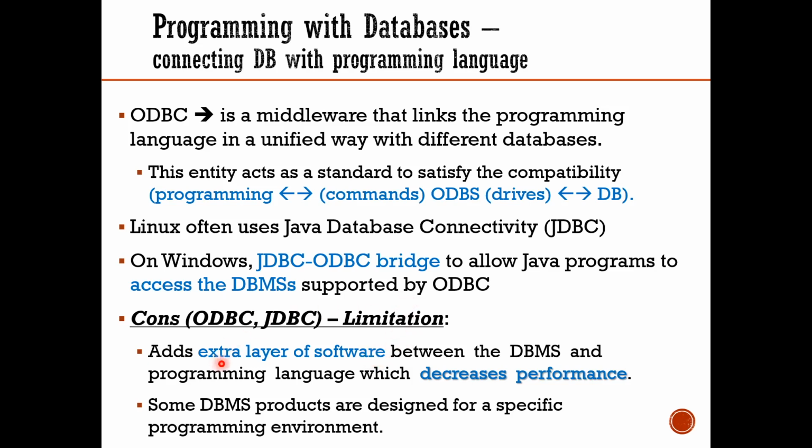The limitation of these middlewares, whether ODBC or JDBC, is that they add an extra layer of software between the database and the programming language. This decreases the performance and also increases the complexity. If you are targeting thousands of parallel processes to be issued and triggered at the same time, of course this may hinder the performance level.